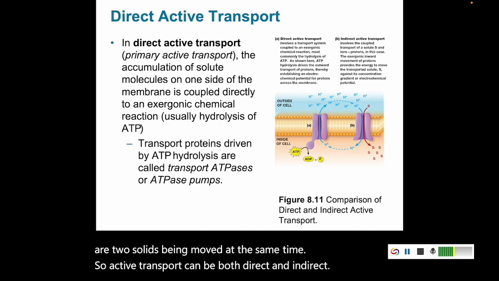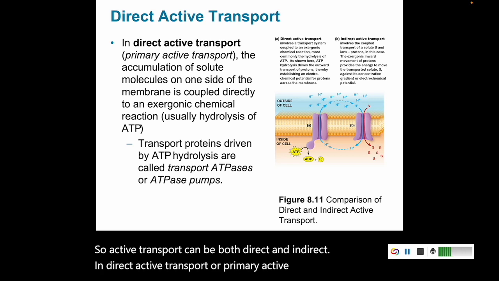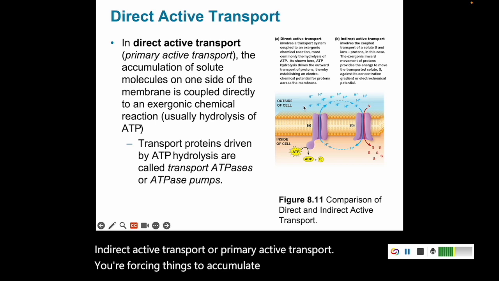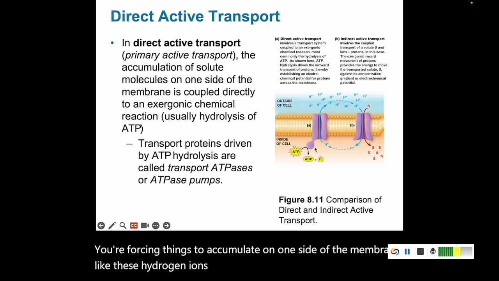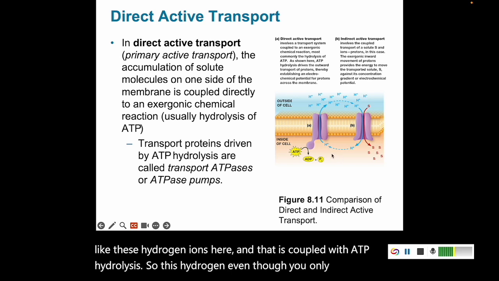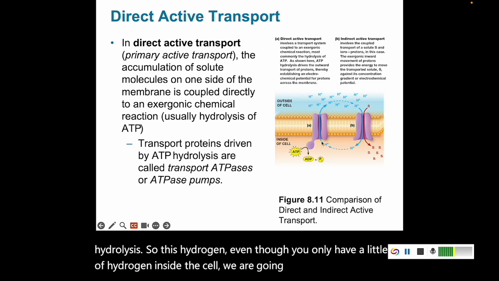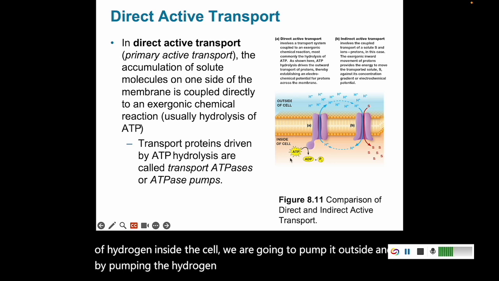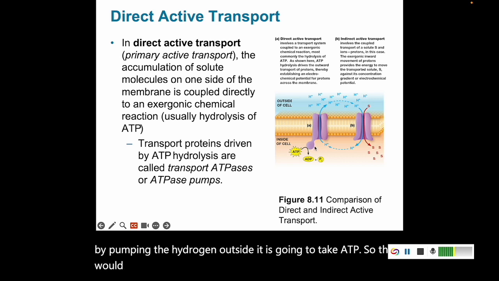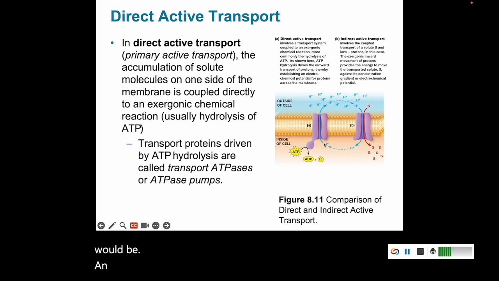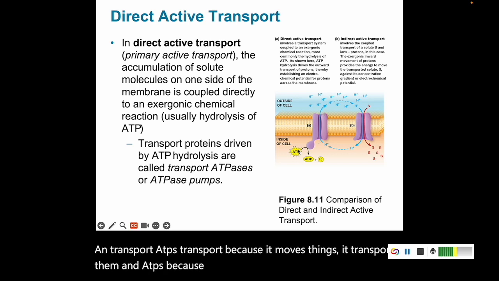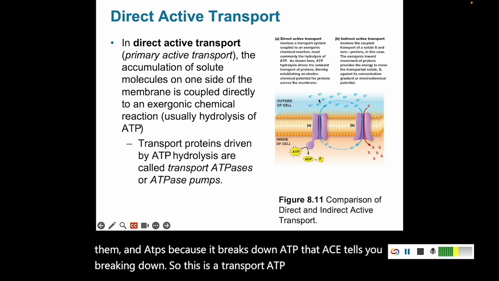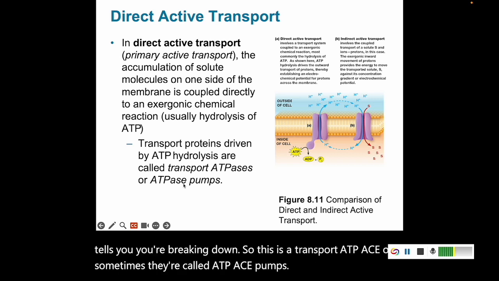In direct active transport, or primary active transport, you're forcing things to accumulate on one side of the membrane, like these hydrogen ions here, and that is coupled with ATP hydrolysis. Even though you only have a little bit of hydrogen inside the cell, we are going to pump it outside, and by pumping that hydrogen outside, it is going to take ATP. So this would be a transport ATPase: transport because it moves things, and ATPase because it breaks down ATP. That 'ase' tells you you're breaking something down. So this is a transport ATPase, sometimes called an ATPase pump, breaking down ATP to pump.